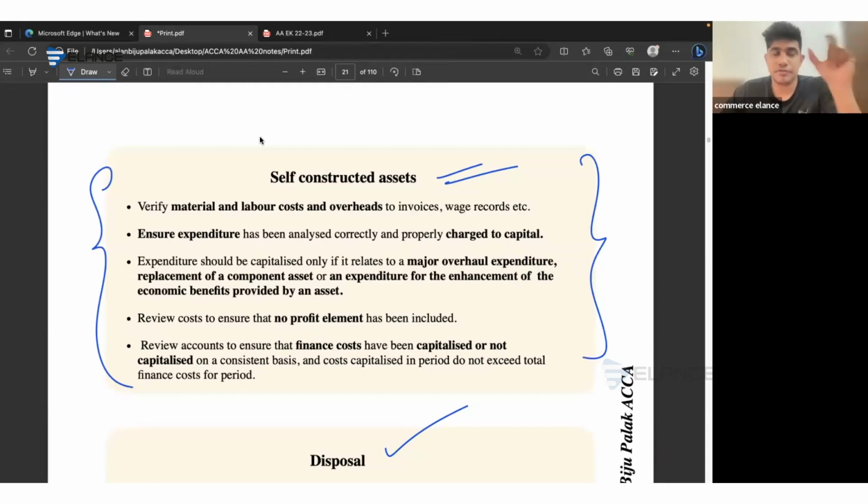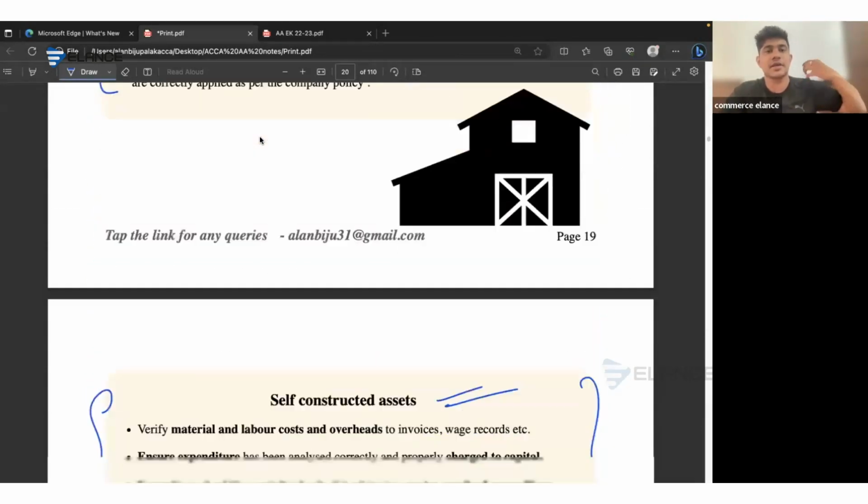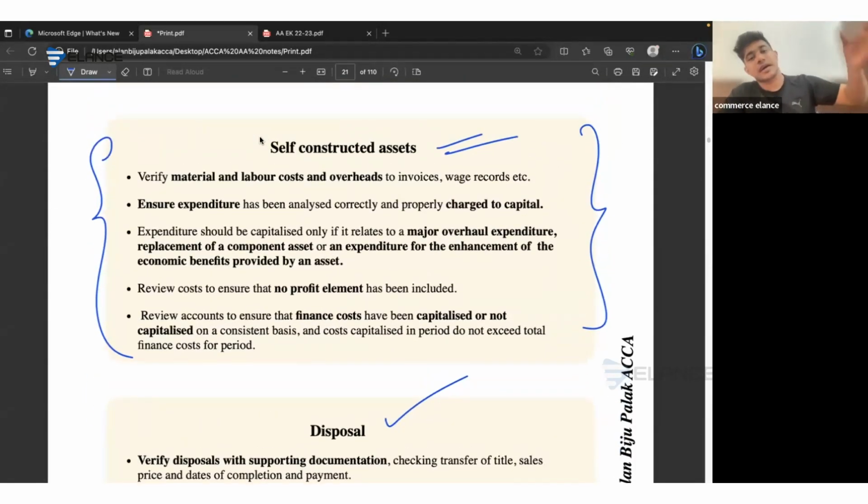Both are addition, but the way in which we need to perform the procedures is entirely different. So you have to find whether the company has itself constructed the asset or the company has purchased the asset. If the company has purchased an asset, it's addition of non-current asset. If the company has constructed the asset, it's self-constructed assets related points. Is that clear?